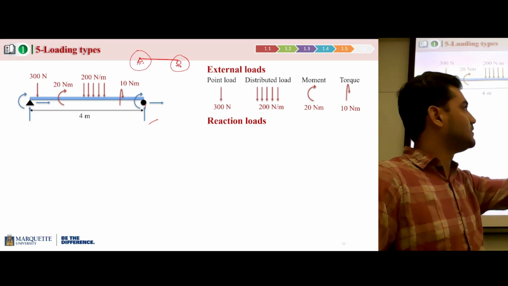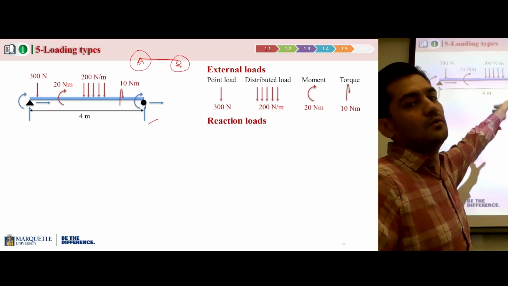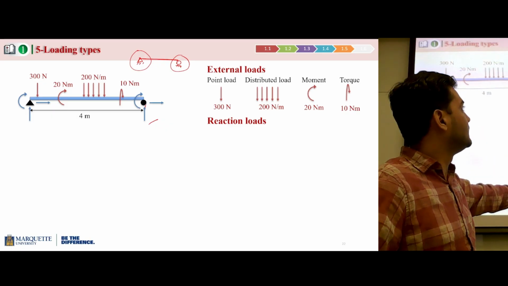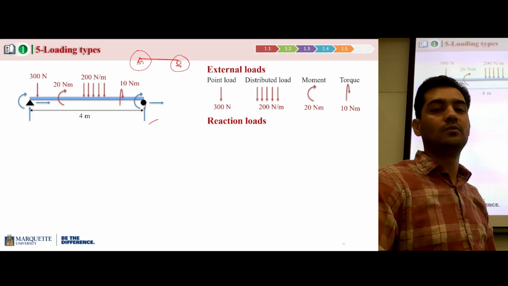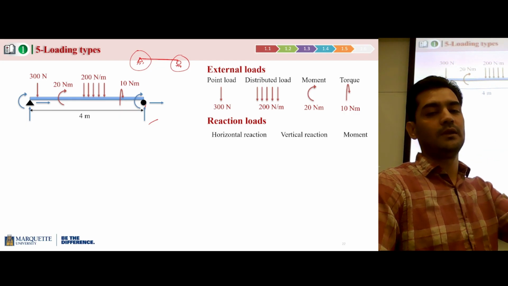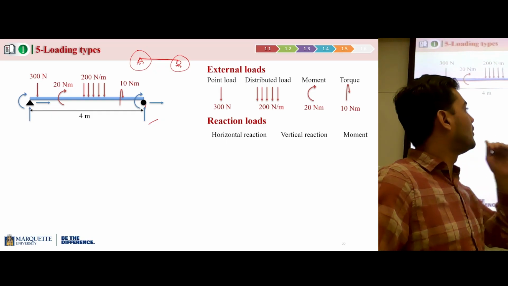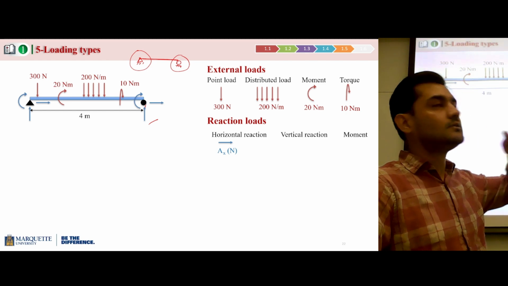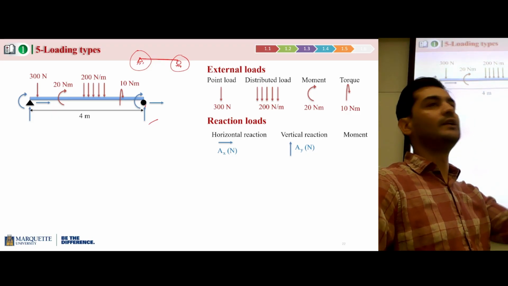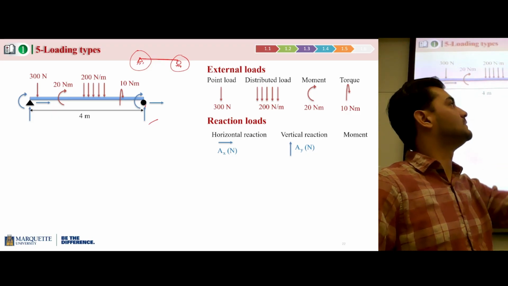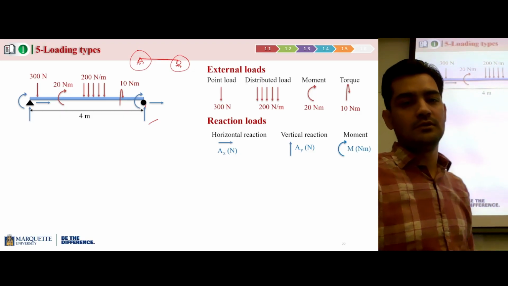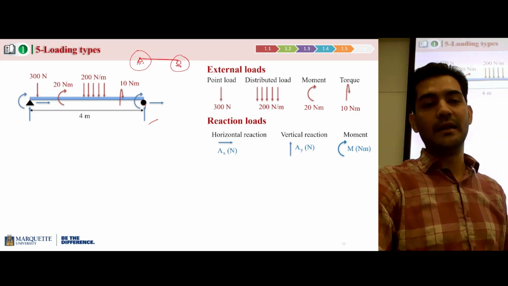So for a two-dimensional problem, I've highlighted these loads as blue. External loads I've highlighted as red, reaction loads I have highlighted as blue. Reaction loads will be a reaction to the external load. There are three kinds of reaction loads for a two-dimensional problem. You have a horizontal load, which is in the horizontal direction. And then you have a vertical load, which is along the vertical direction or y-axis, if this is the x-axis and this is the y-axis. And then you have a moment, which will resist bending.